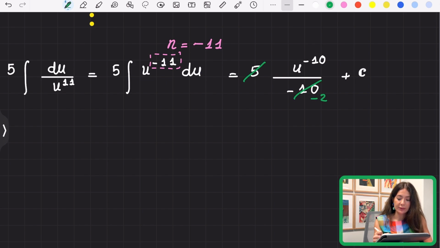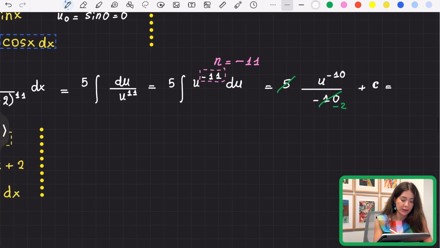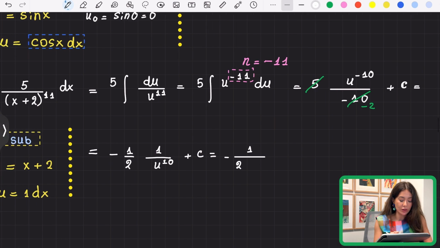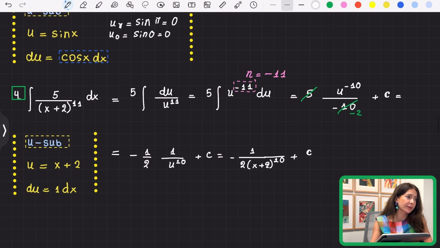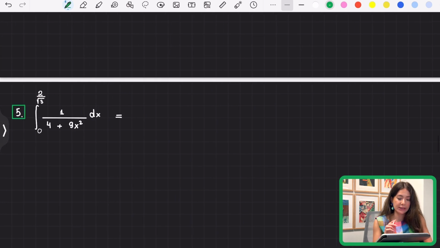These get canceled. So the answer to this integral is, and then I'm going to back substitute, obviously. I'm going to have my answer in terms of x because that is the variable that the problem gave me. That's the final answer. Okay, 5th problem, and this is getting interesting.